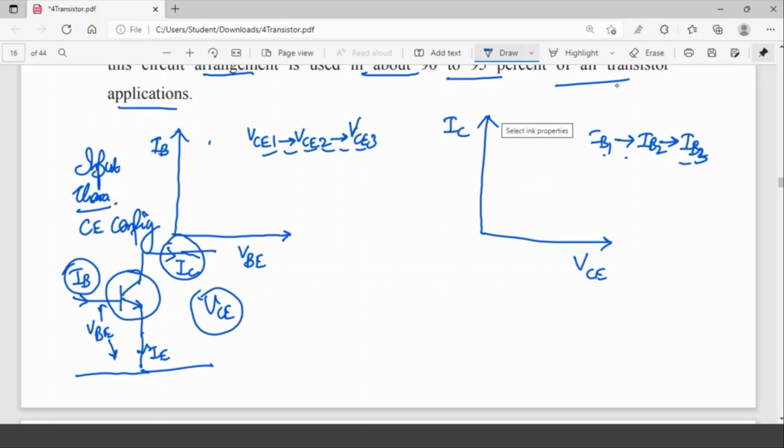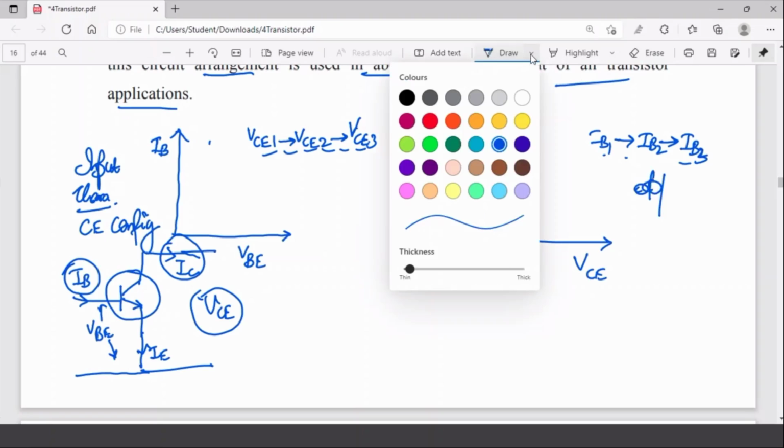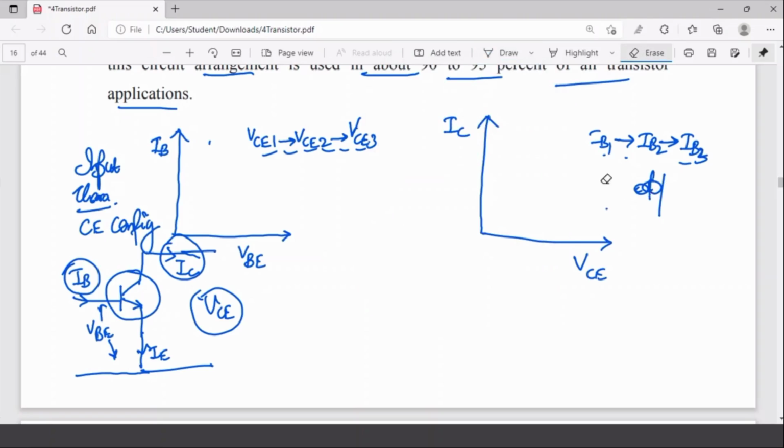Now how will the characteristics be for base to emitter? Can anyone tell? This is the input characteristic, and this is the output characteristic.